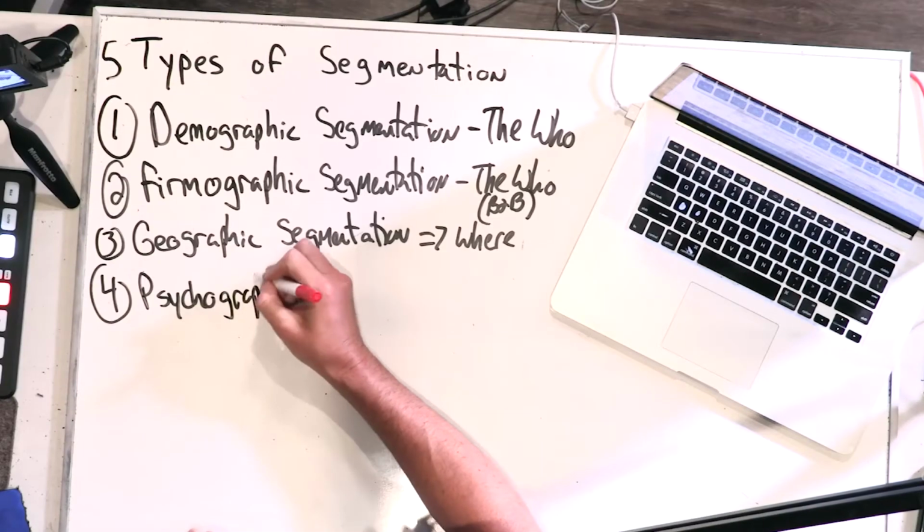All right, so number 4 way to segment your data would be around your psychographic segmentation.